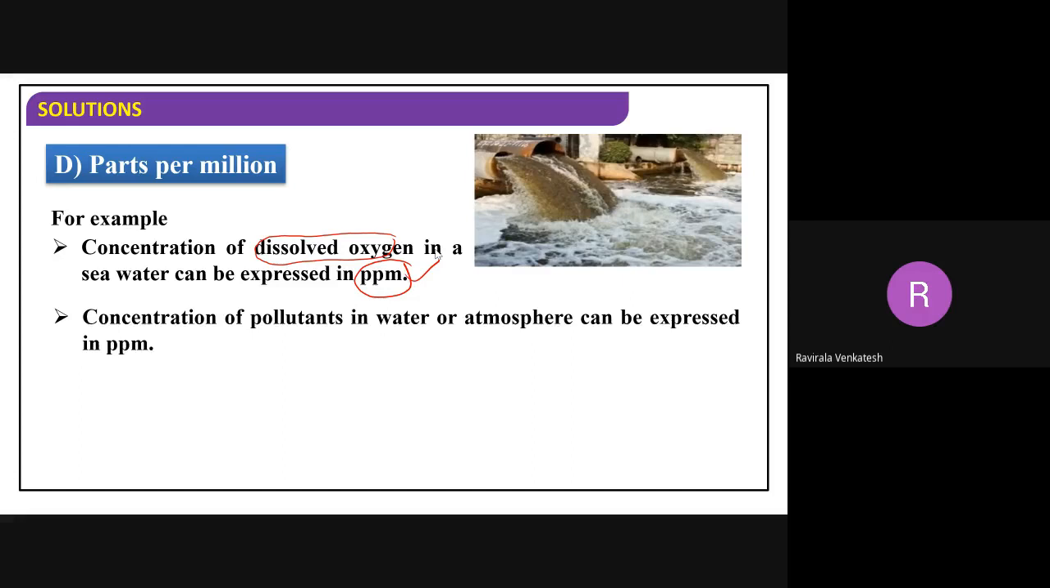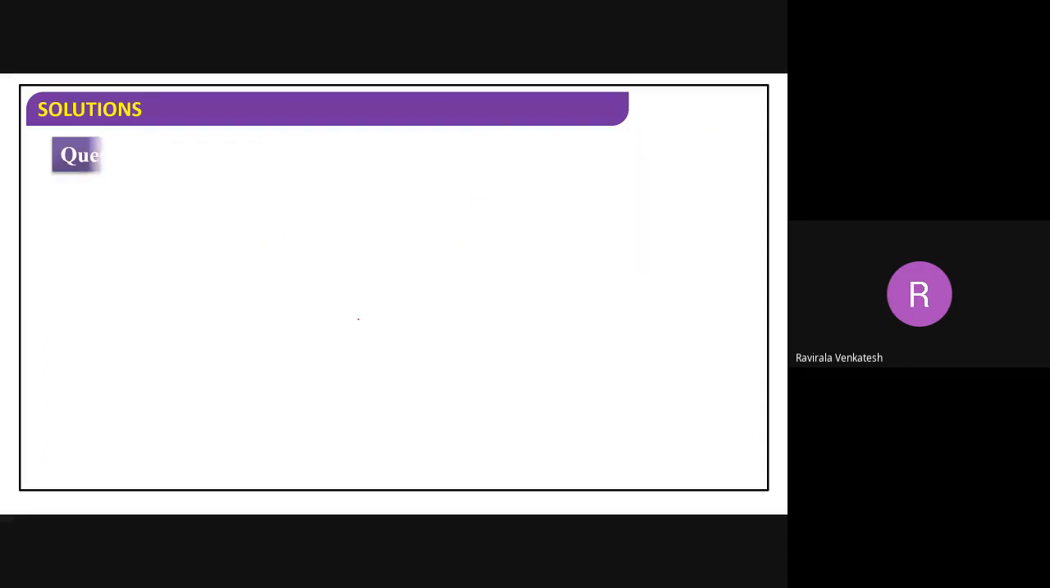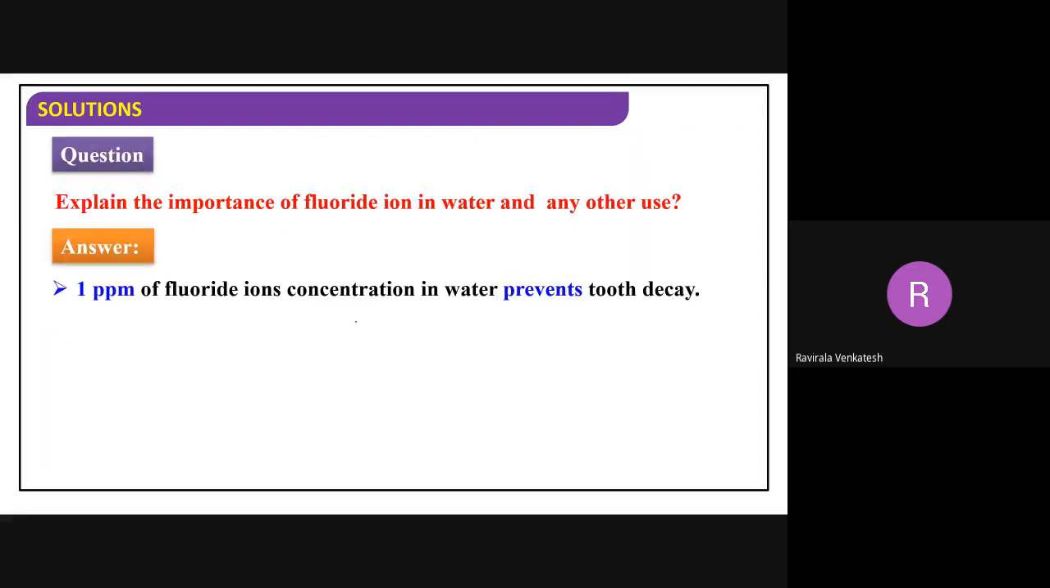Concentration of pollutants in water or atmosphere also can be calculated by using what? ppm, isn't it? Just now we discussed this. This is general thing, beta. Tooth decay, no? You know about the tooth decay. So generally, the tooth decay can be easily prevented by what?